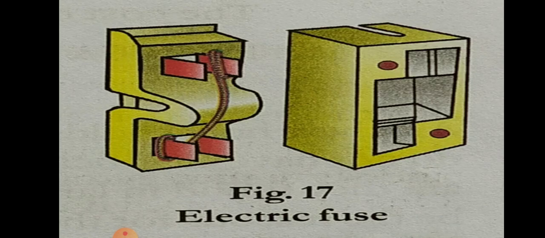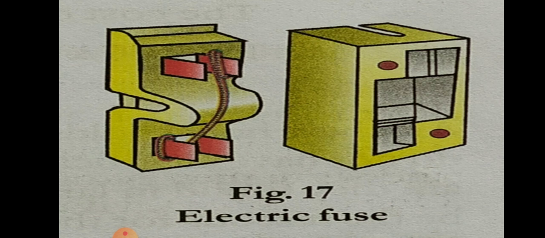Next we go for electric fuses. When excessive electric current flows through the circuit, the wires or the appliances may get heated and can catch fire. To avoid fire, a safety device known as a fuse is connected in series in the circuit. A fuse is a small piece of wire, as you see here.